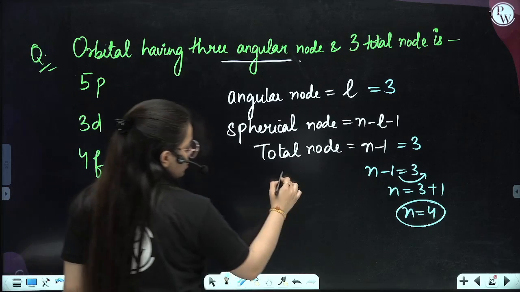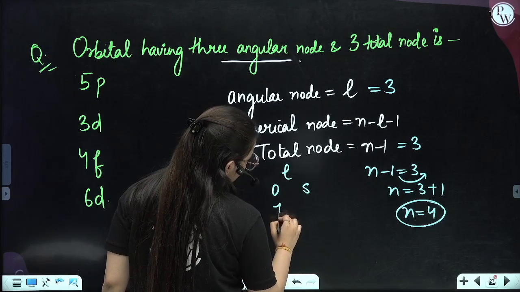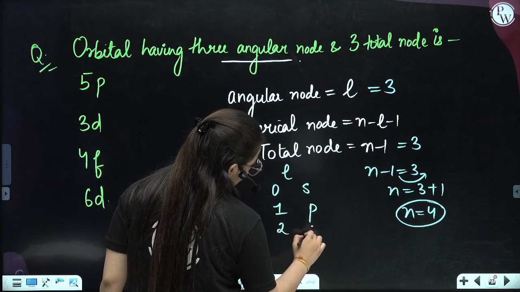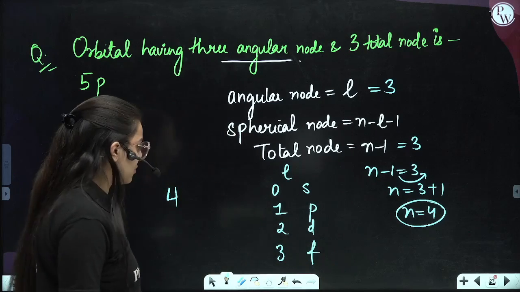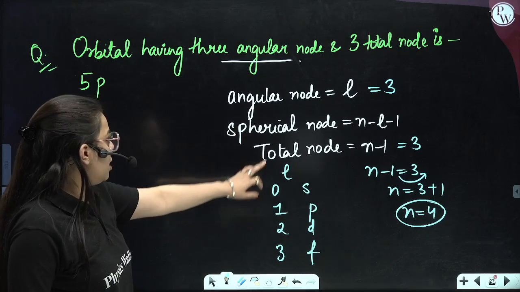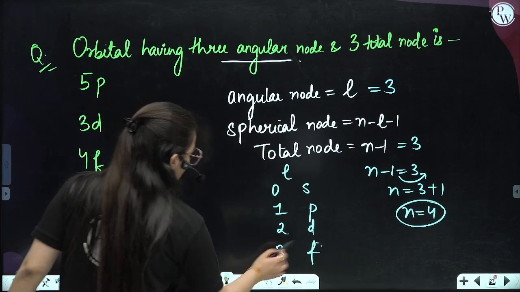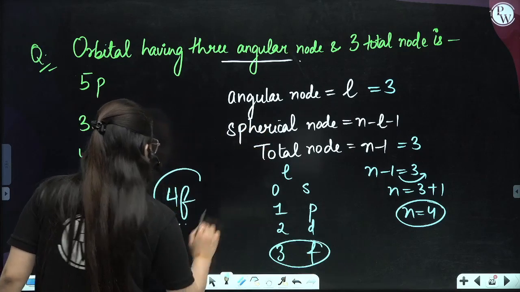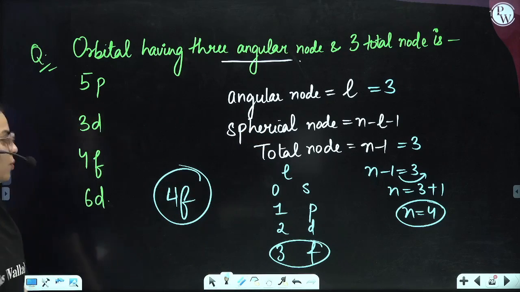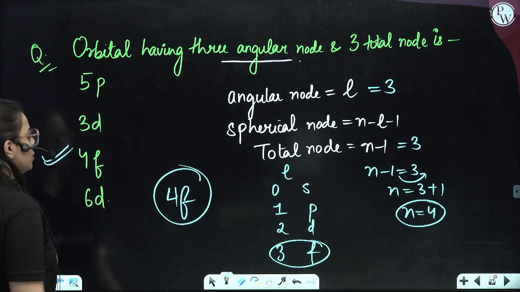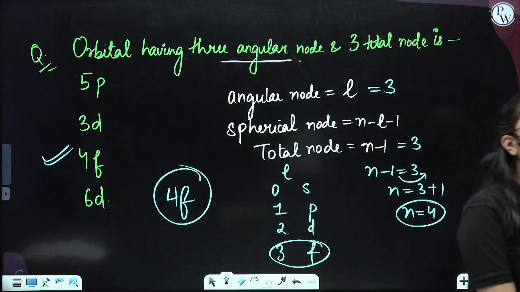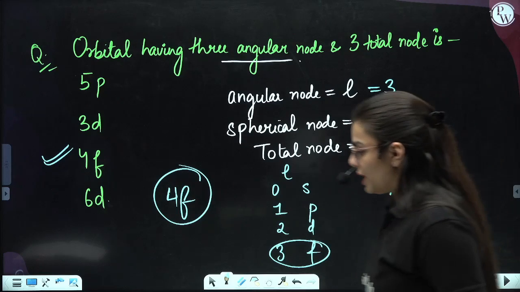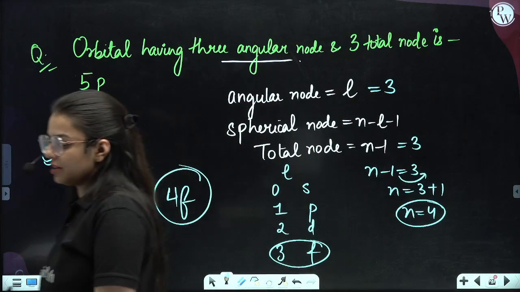If L is 0, it is s. If it is 1, it is p. If it is 2, it is d. If it is 3, it is f. So over here, the L value is 3, that means it is f. So our answer will be 4f. Yes? Is it clear to you people? Kindly write it down, students, so that we can end our today's session over here.